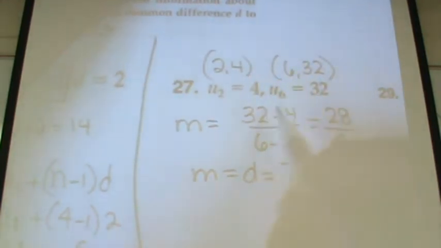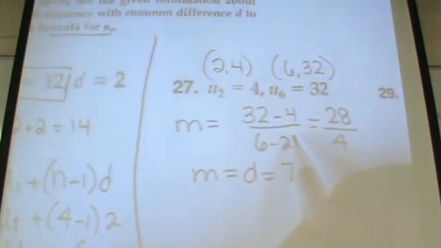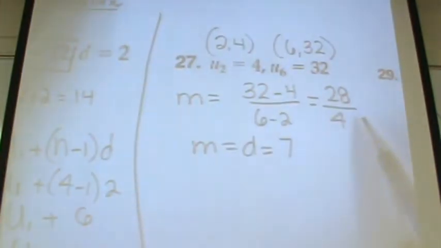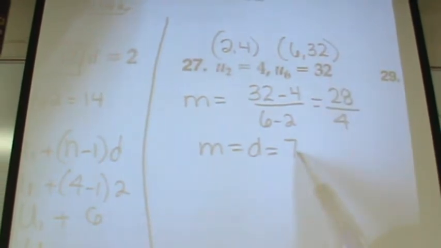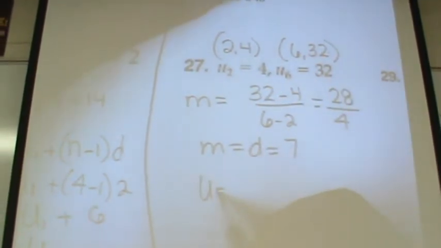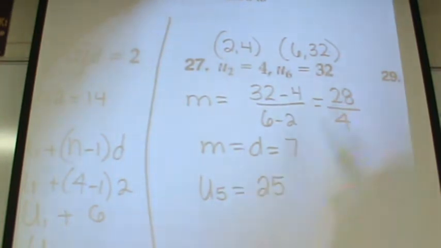So now we're going to go back, and we want to find the 5th term. So this is going up by 7. So all you have to do is take 32 and subtract 7 to figure out the 5th term. So the 5th term would be 25, going back 7.